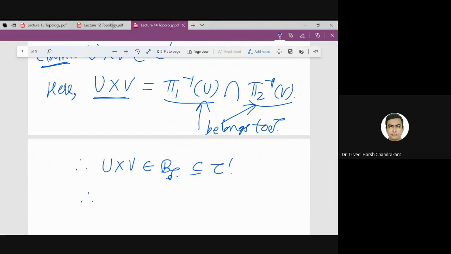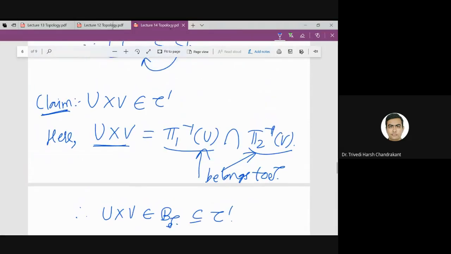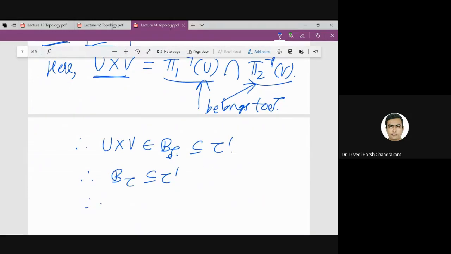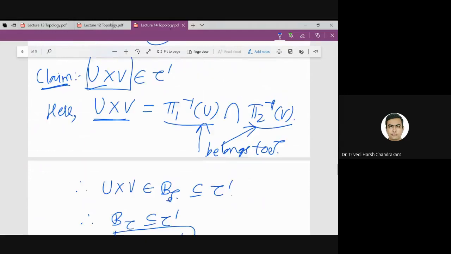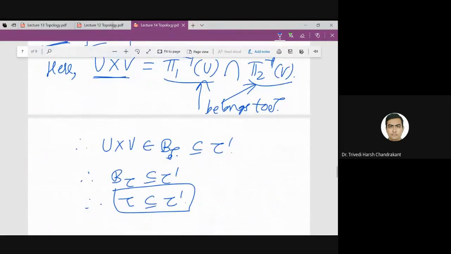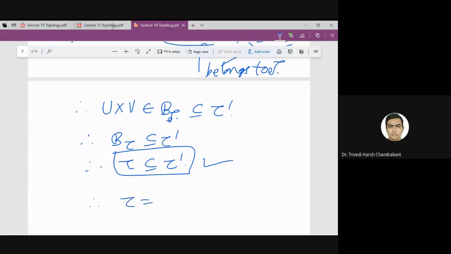So therefore, every basis element of tau is a subset of tau dash, and that gives us tau is a subset of tau dash. So we got both the things: tau dash is contained in tau and tau is contained in tau dash. So therefore, these both topologies are the same.